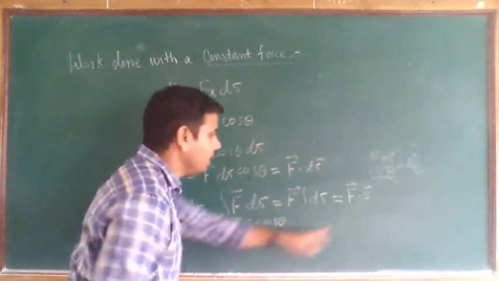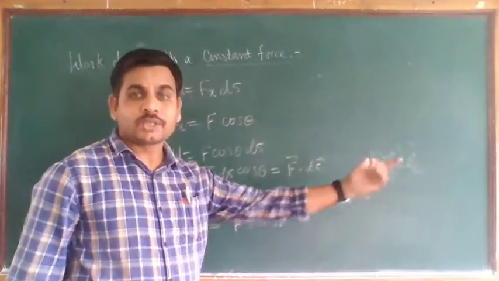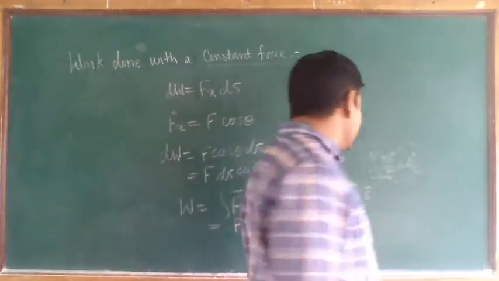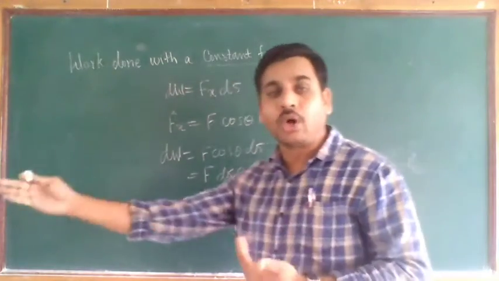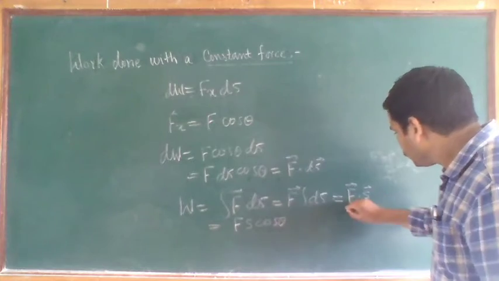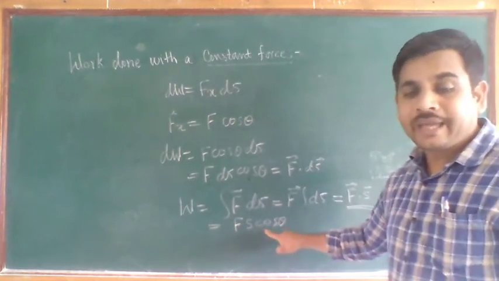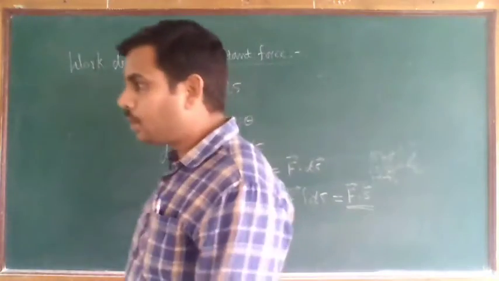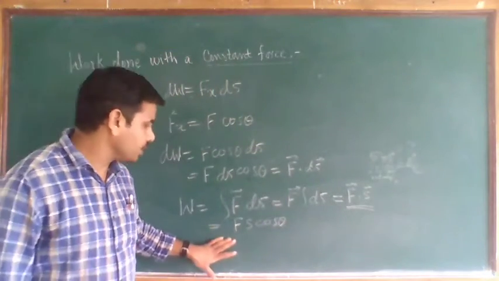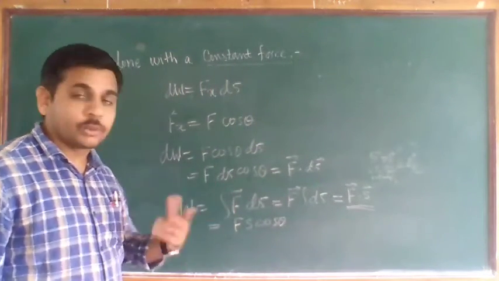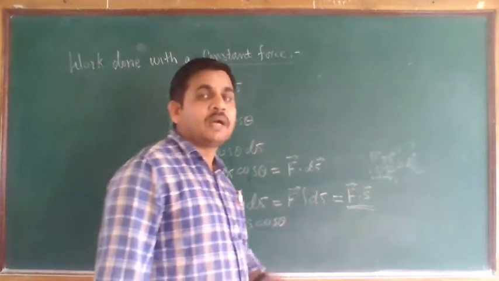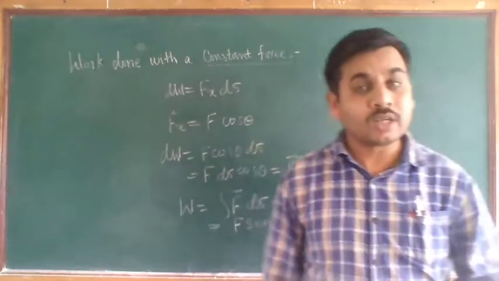This is the dot product between the force and the distance, which is the distance covered by that body. This is the dot product of force and distance. We can write F s cos theta. So from both these equations, we can again define one definition for the work done.